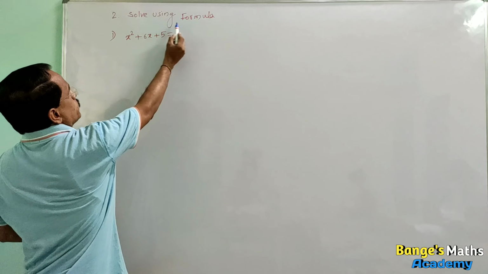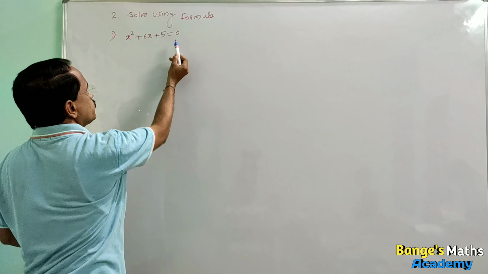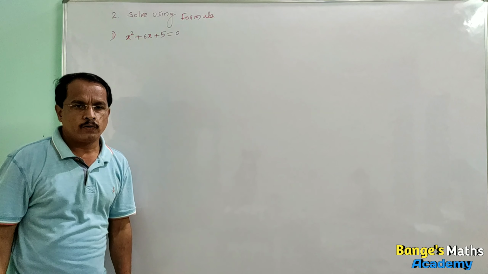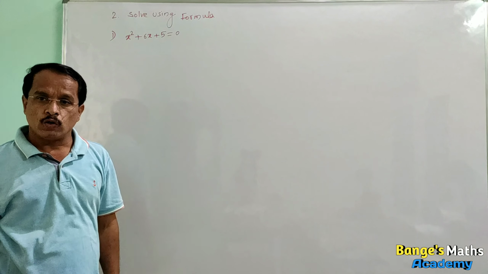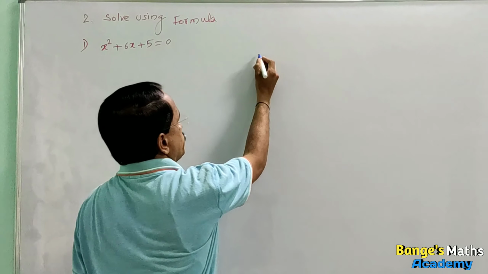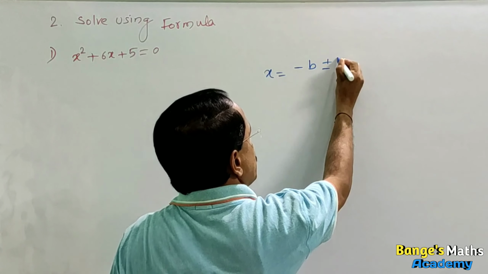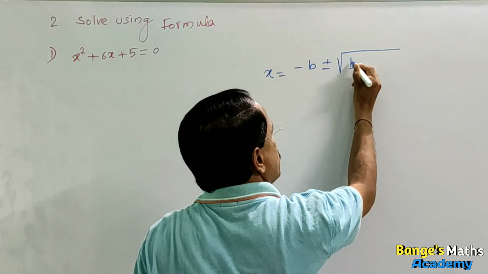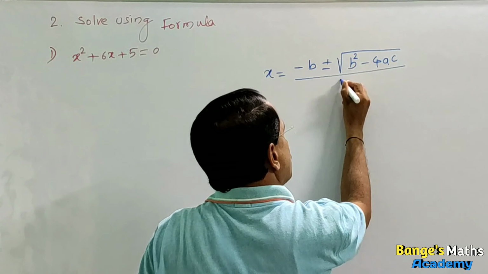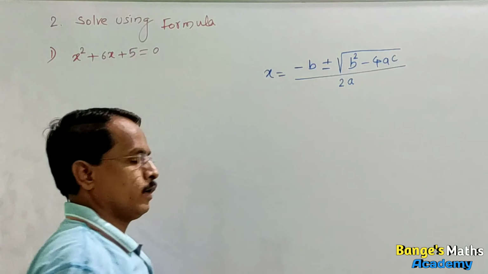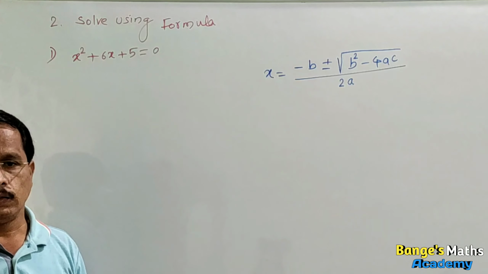Question 2. Solve using formula. First example, x square plus 6x plus 5 is equal to 0. We have to solve the given quadratic equation by the formula method. So the formula is x is equal to minus b plus or minus square root of b square minus 4ac upon 2a. By using this formula, we have to solve the given quadratic equation.